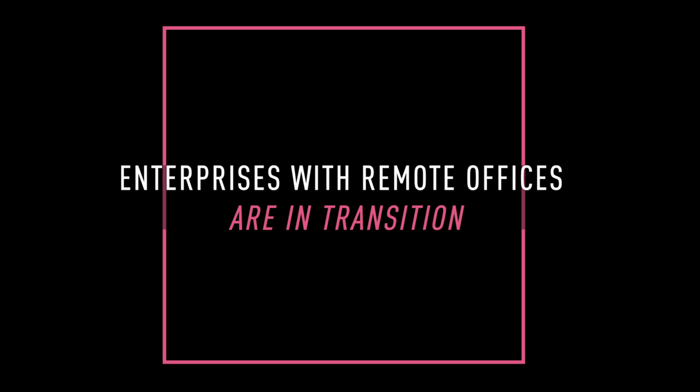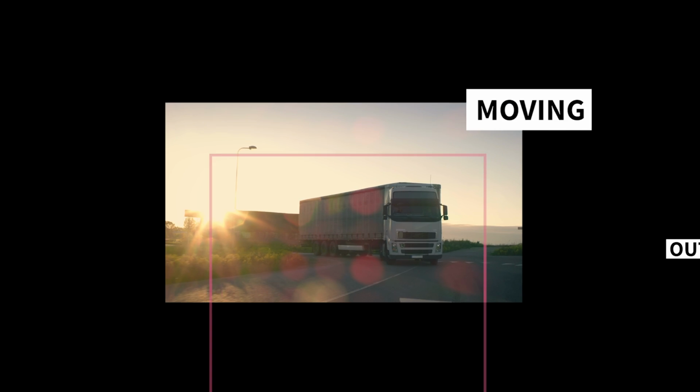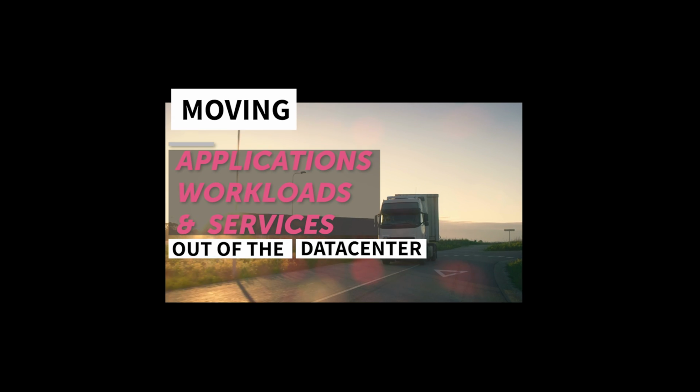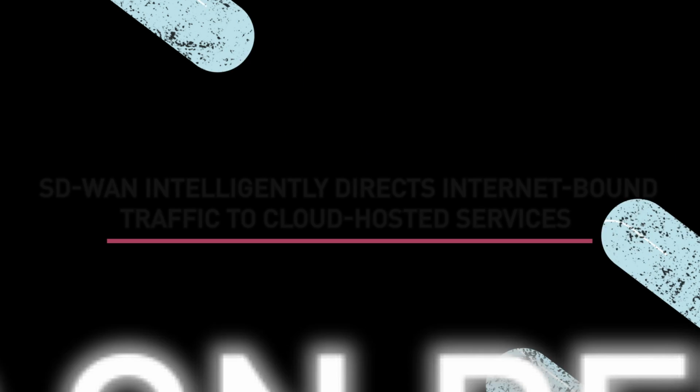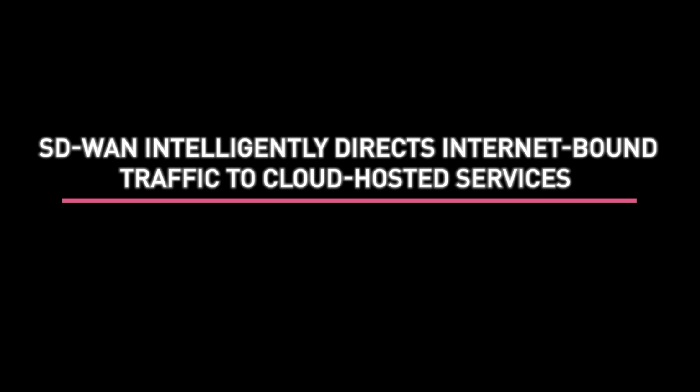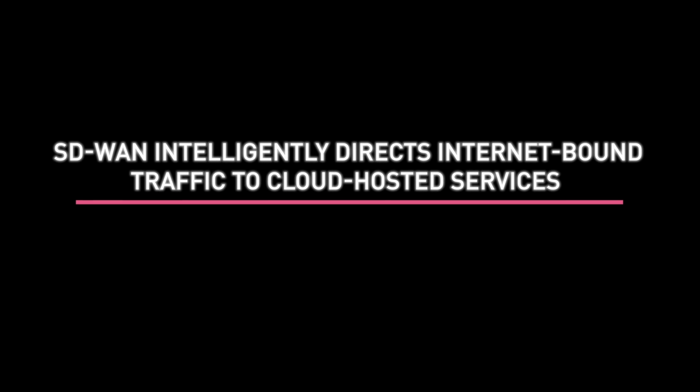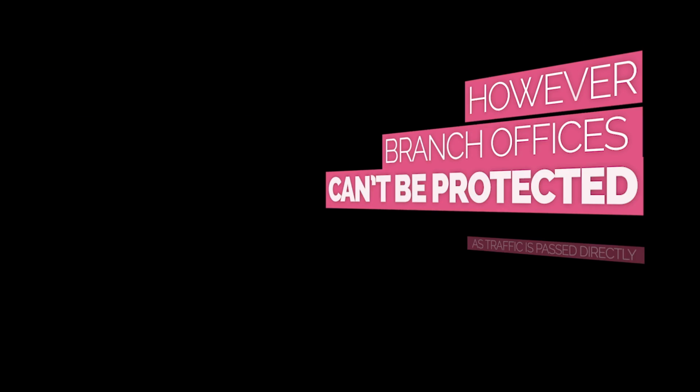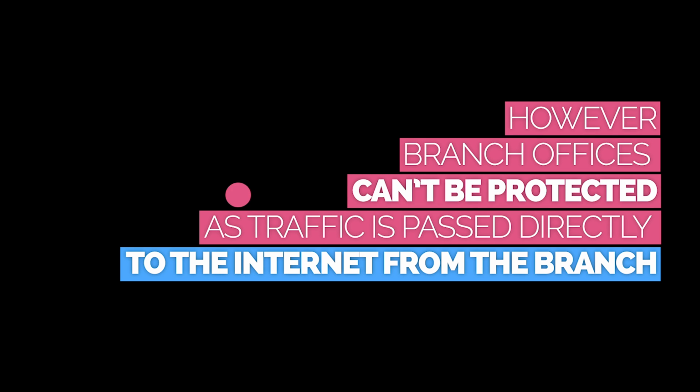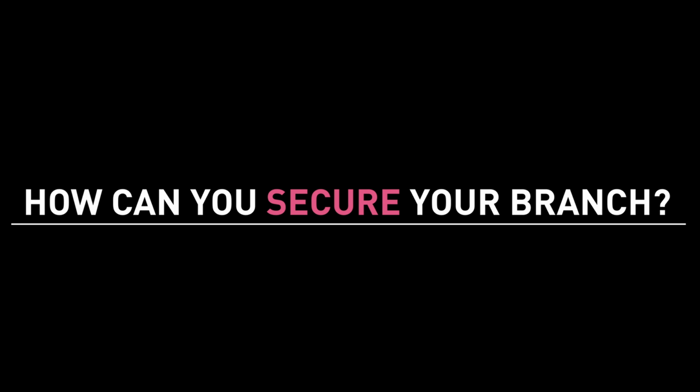Enterprises with remote offices are in transition, moving applications, workloads, and services out of the data center and into the cloud to leverage its power without compromising on performance. SD-WAN intelligently directs internet-bound traffic to cloud-hosted services. However, branch offices can't be protected as traffic is passed directly to the internet from the branch. How can you secure your branch?